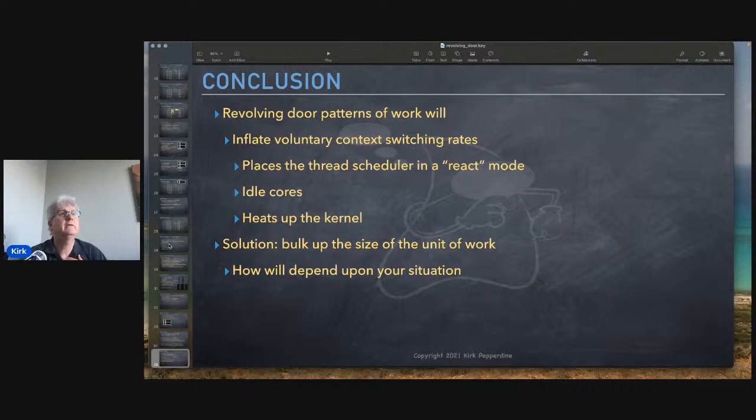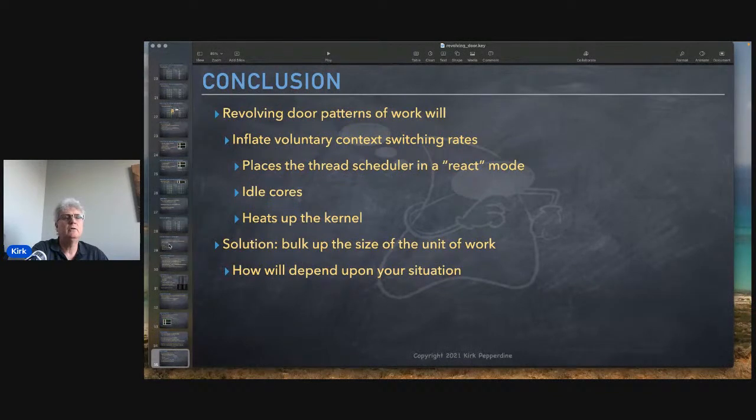Yeah, that's a really good question. So, conclusion: revolving door patterns will inflate the voluntary context switching rates and place the thread scheduler into a reactive mode. Thread scheduling is really set up to be predictive. It's trying to predict when it should be running next, and it tries to schedule itself as such. If you have a lot of voluntary context switching at a very high rate, then it places the scheduler into this reactive mode. And if you're reacting, you can't keep up, right? That's really the problem here.